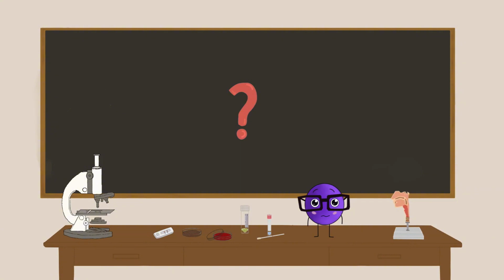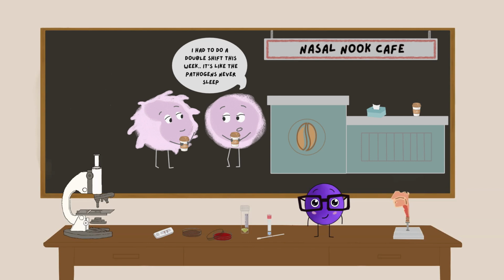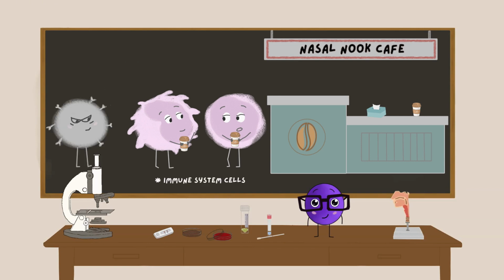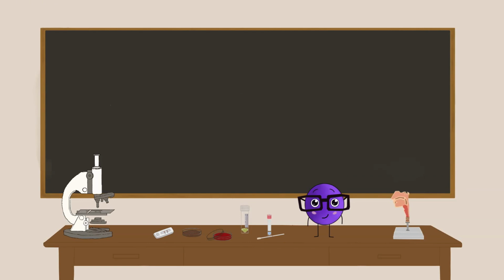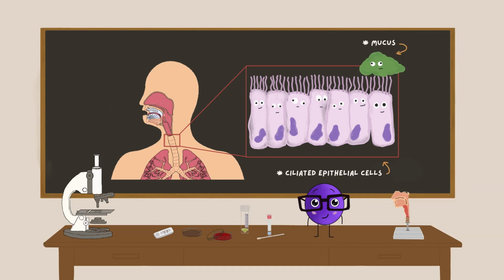So how does our body defend itself against such infections? Well, our respiratory tract has several defense mechanisms to prevent infections. It contains immune cells like macrophages and lymphocytes that identify and destroy pathogens. The upper respiratory tract is lined with ciliated epithelial cells that move mucus towards the throat to be swallowed or expelled. Mucus traps dust, microbes, and particles.